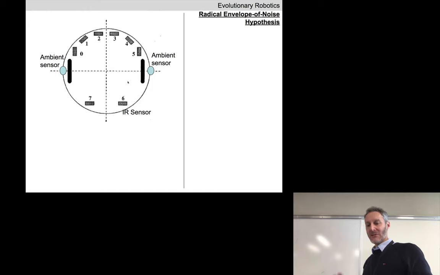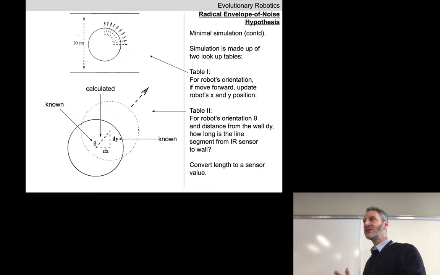Make sense? They're not simulating infrared beams. They're not simulating turning wheels. There's no inertia, momentum, no masses, no joints, no nothing. Just lookup tables. Changes in positions and changes in sensor values.